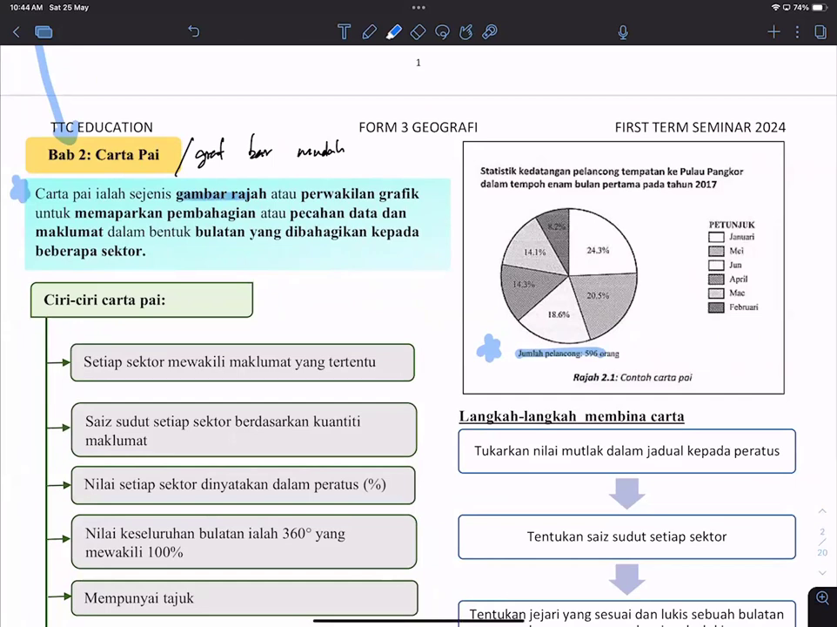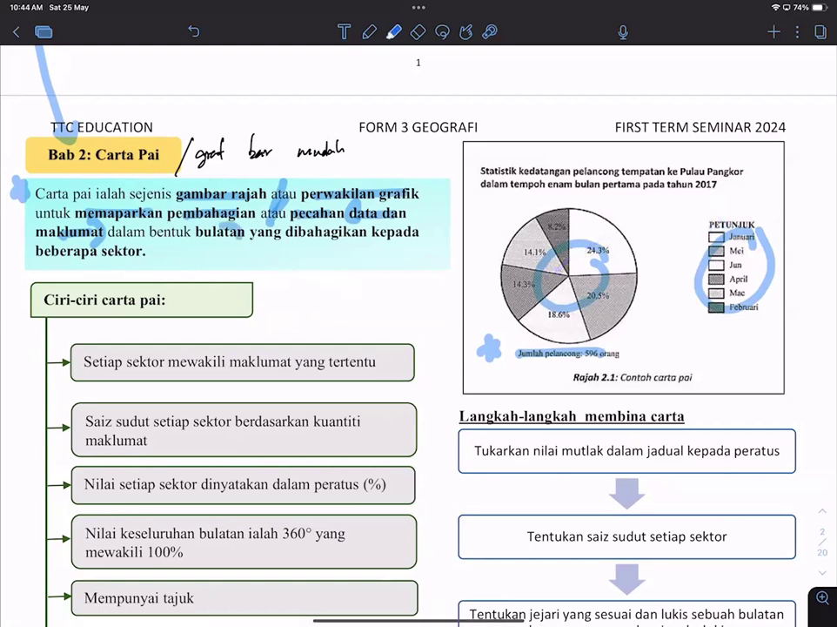So if you don't like to use gambar raja, you use perwakilan graphic. It's the same thing. So all the graphics are trying to show, memaparkan, different bahagian, also known as pecahan data and maklumat. So this is all the data and then all the maklumat. So some maklumat is the butiran, no, is petunjuk. No? That data is all the numbers. So the number is formed by the percentage.